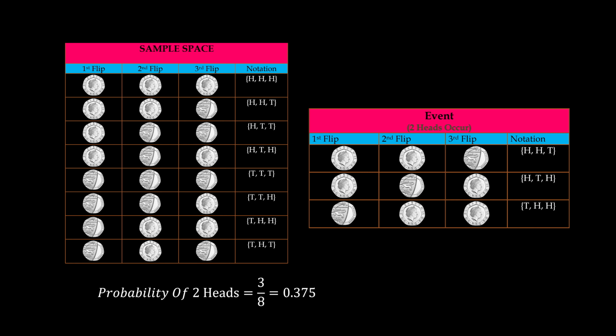Three out of 8 is 0.375. To turn this into a percentage, we just multiply by 100 and add a percentage sign. So the probability of flipping a coin 3 times and getting 2 heads is 37.5%.